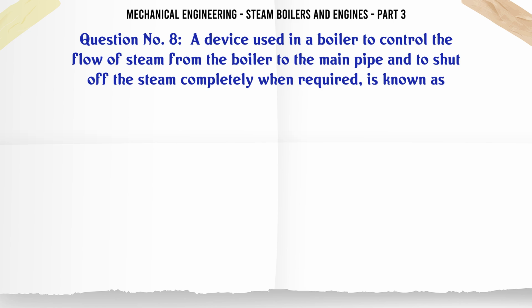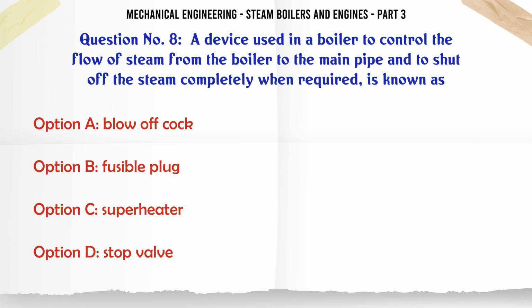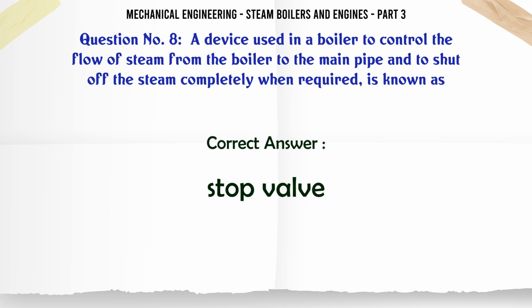A device used in a boiler to control the flow of steam from the boiler to the main pipe and to shut off the steam completely when required is known as A. blow-off cock, B. fusible plug, C. superheater, D. stop valve. The correct answer is stop valve.